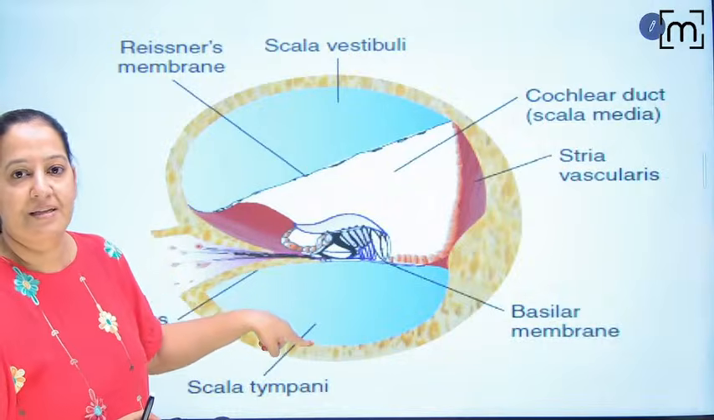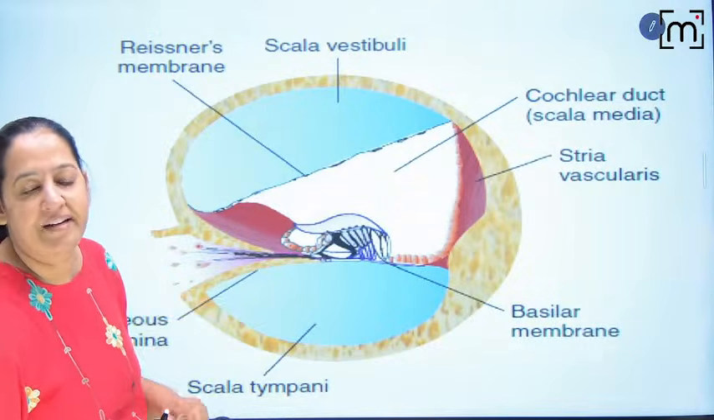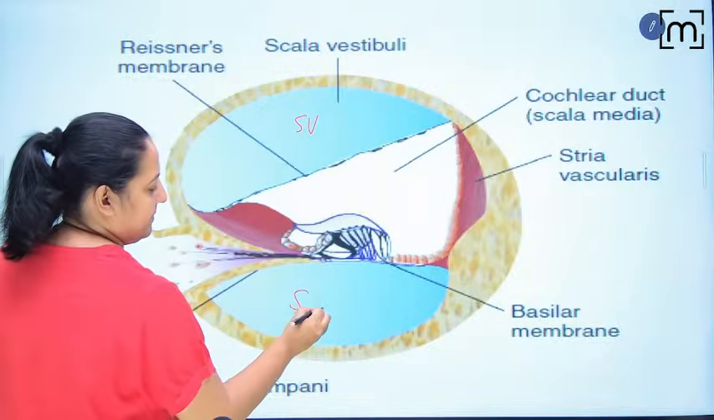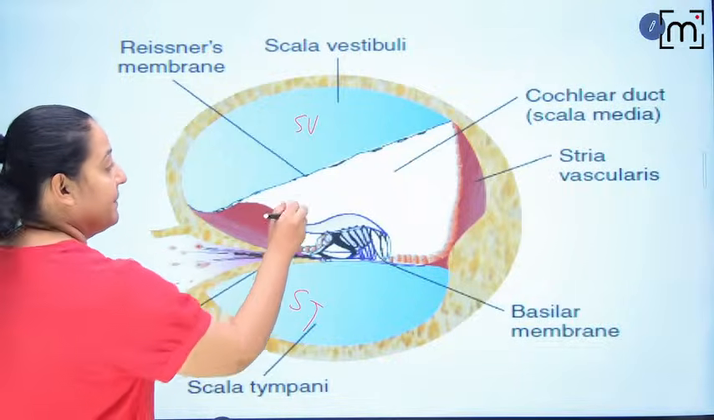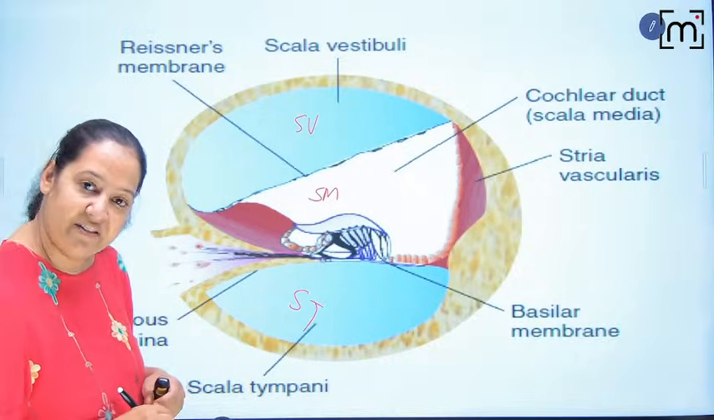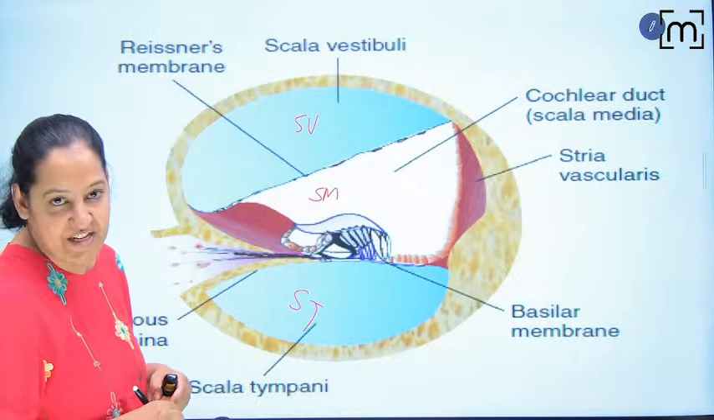Appreciate the three cavities. The upper and lower, the blue color, contain the perilymph. This is scala vestibuli and this one is scala tympani. They contain perilymph. The middle one is scala media, the cochlear duct, and it contains endolymph. The white one contains endolymph.